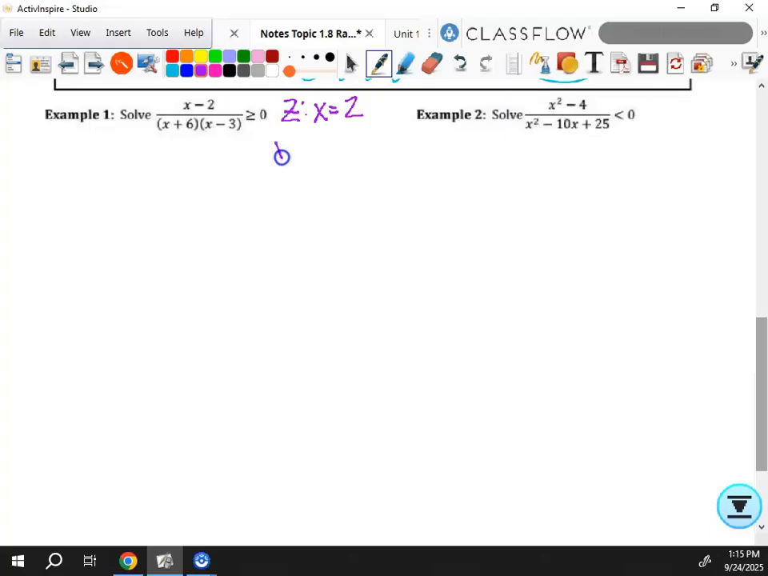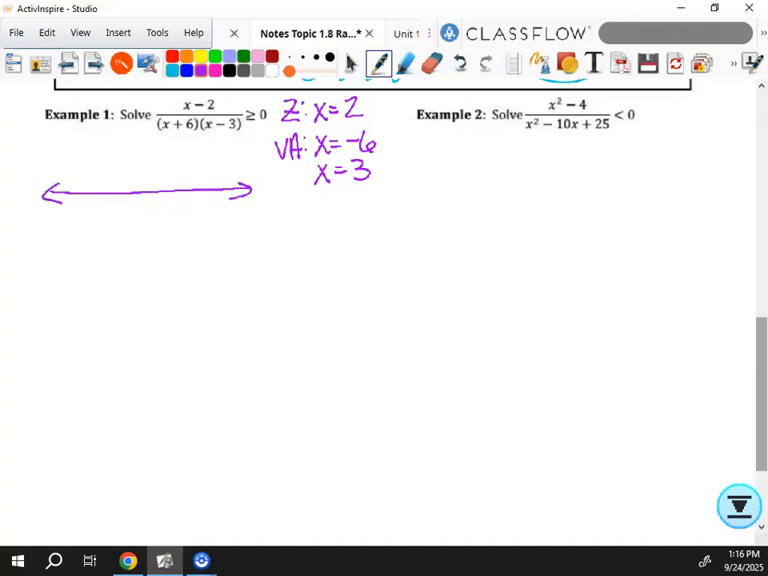From the denominator, I'm getting my vertical asymptotes, and I have 2 of those, one at x equals -6 and one at x equals 3. Do we all agree with that? Okay, that's something that we reviewed, something that we know. These are our zeros and our vertical asymptotes. We good? So now I make my number line.